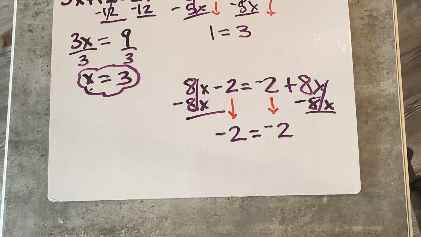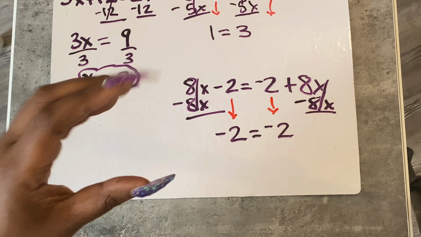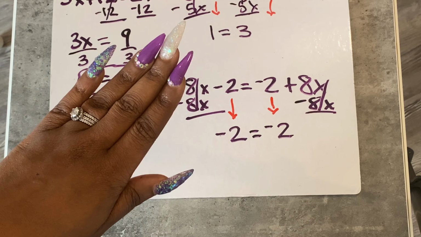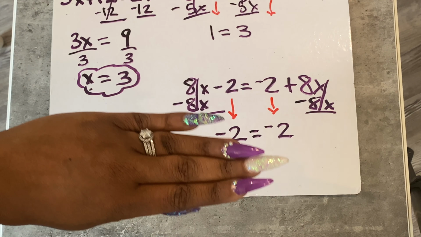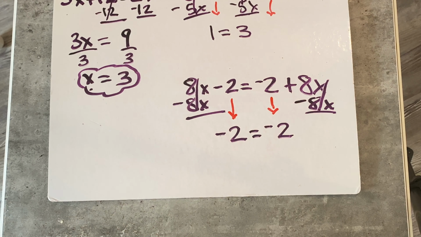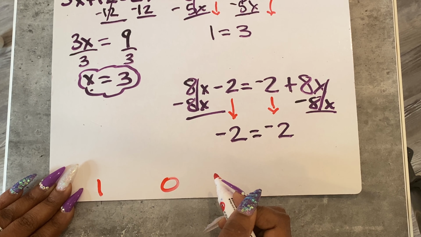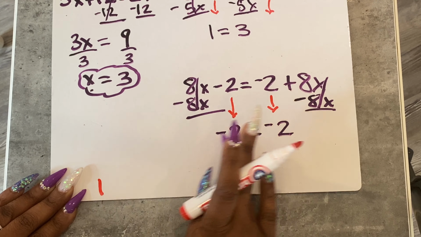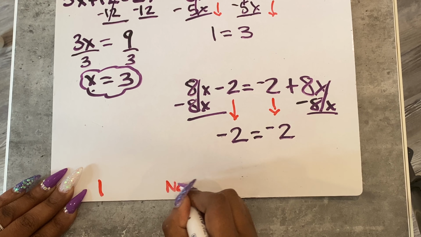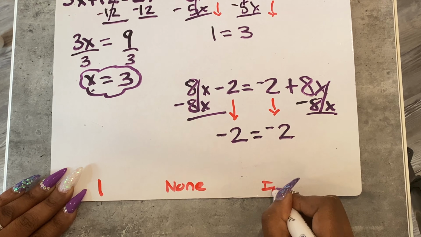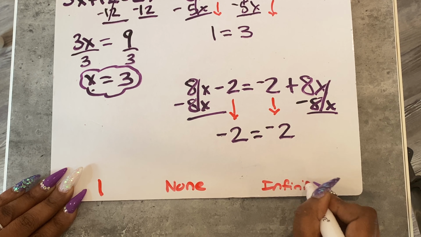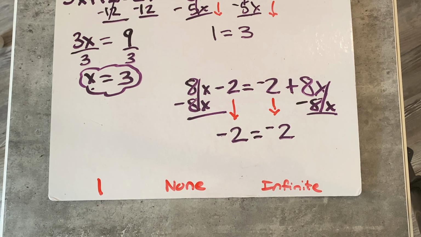Now we need to determine 1, none, or infinite. That's my little infinite sign right there. Boop, infinite. That's what that means. I just made that up. So it's going to be infinite. Okay? So which one is this? Is it 1? Is it none? I'll write the word none because I'm saying none. 1, none, or infinite. Let's take a look.